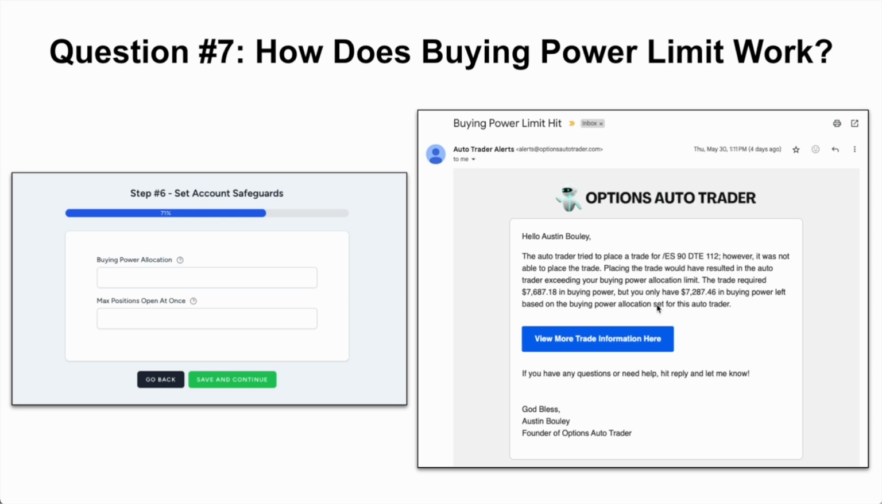Guys, you see that no matter what happens, we check out new trades before they're placed, and so we make sure that your buying power limit will not be exceeded. So the first place to secure your account is by using a buying power limit.